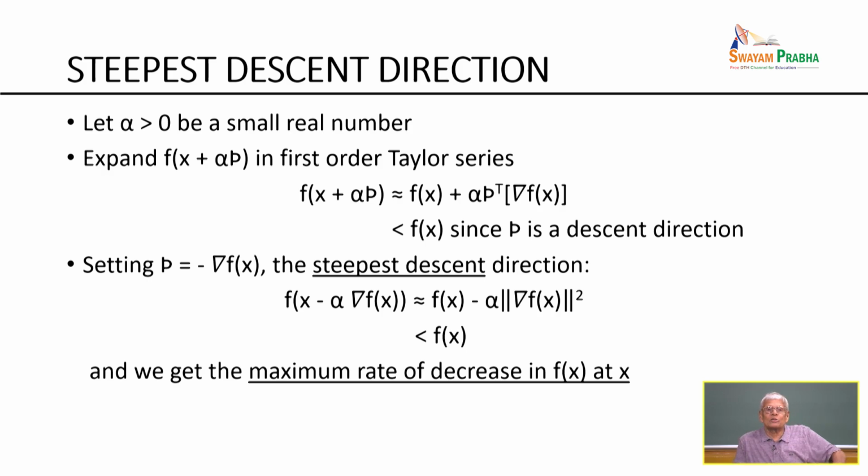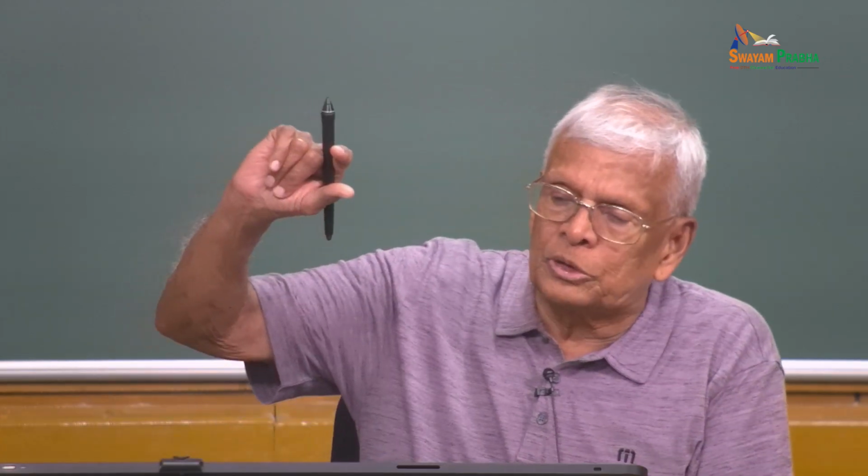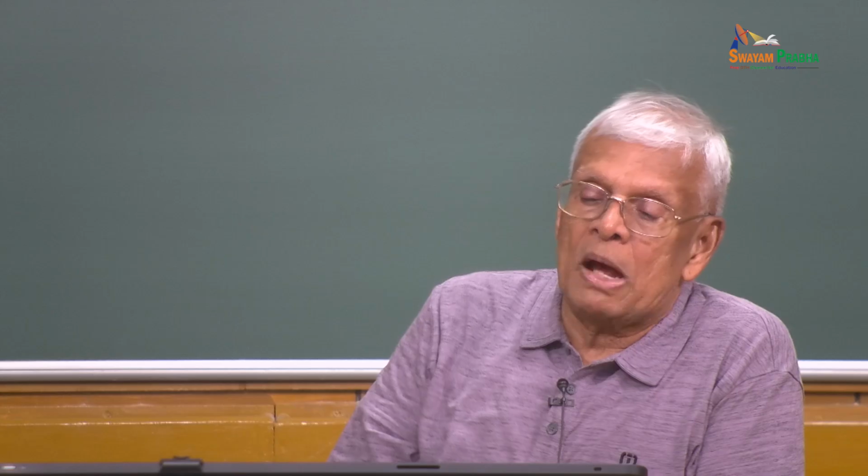So, now I would like to introduce the notion of what is called the steepest descent direction. Why steepest? Please understand, I would like to get maximum benefit. What is the maximum benefit? A hill climber wants to get the maximum increase in level. A minimizer wants to get the maximum decrease in the depth. I want to be able to come down by the largest amount.